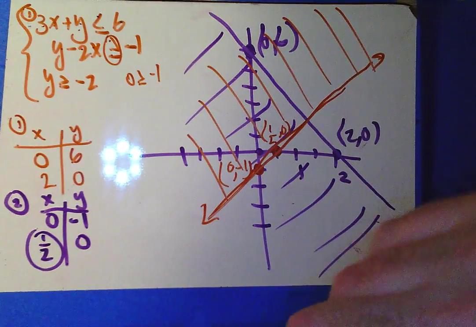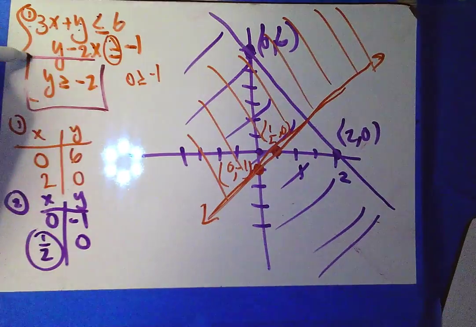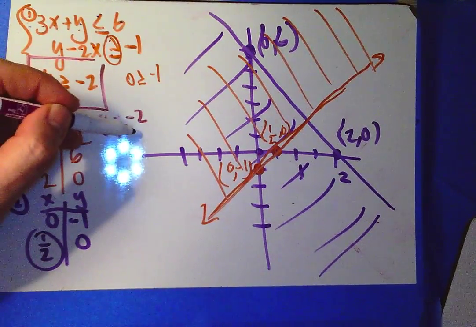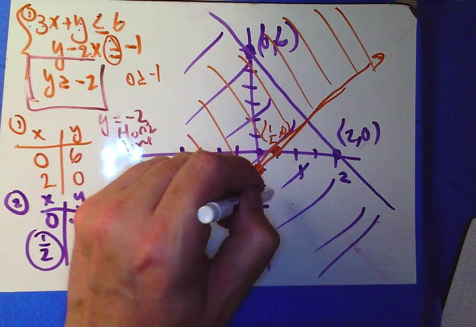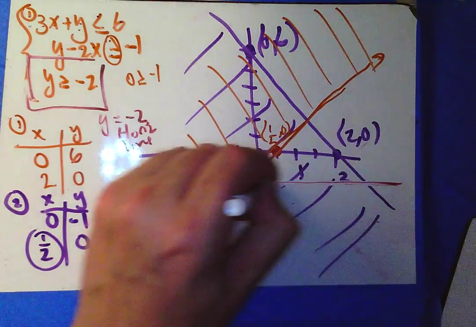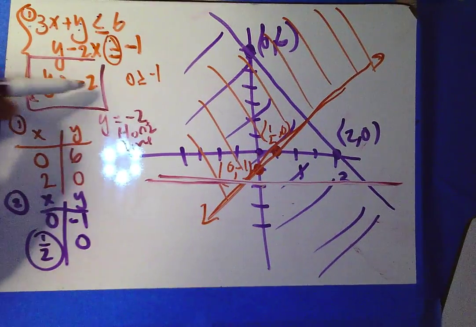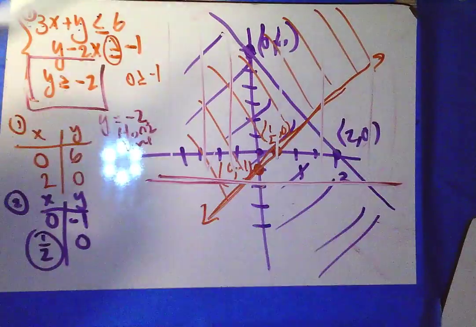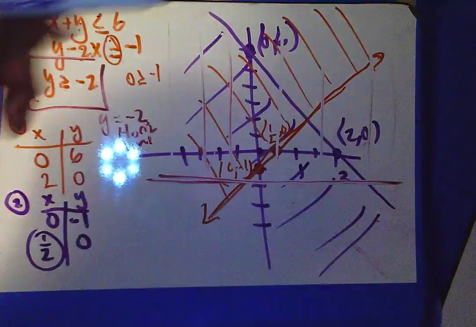Now, finally, we have this third inequality here. y is greater than or equal to negative 2. Remember, y equals negative 2 is a horizontal line. And negative 2 is here. And so I want y values that are greater than -2. Well, they all live up here. So where's my overlap? Well, it's an interesting shape.